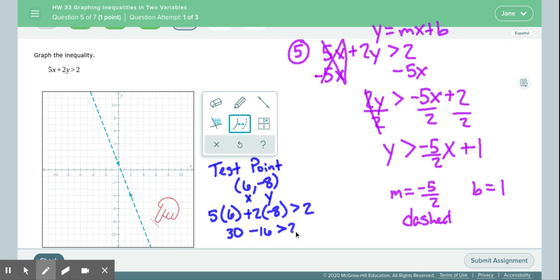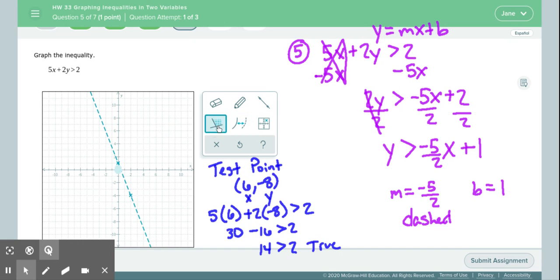Is that greater than 2? So 30 minus 16 is 14, and 14 is greater than 2, which is true, which means that here where my pointer is pointing to, that's the ordered pair that I chose. I'm going to get my shading tool and click where 6, negative 8 is located. That's telling me that this side of my graph is going to be solutions. Then I can check my work and make sure that I'm right before I move on.